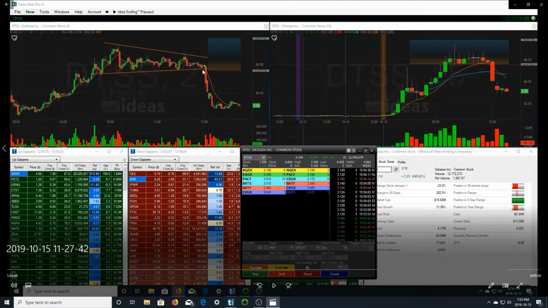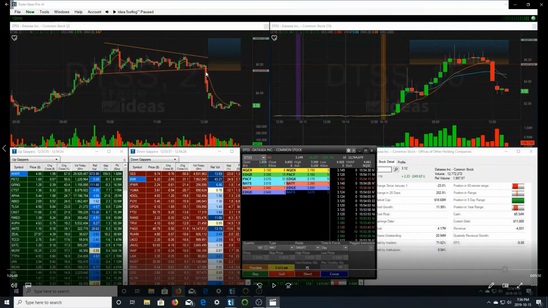If you see the setup and you see that tape confirming, approaching that support level, approaching that entry level, and you see the sellers coming in heavy, just jump in, have your risk level, and you know where you're risking. You just jump in and let the trade work. You know, 8 times out of 10 this trade's going to work for you. So it's just a probability game from there.